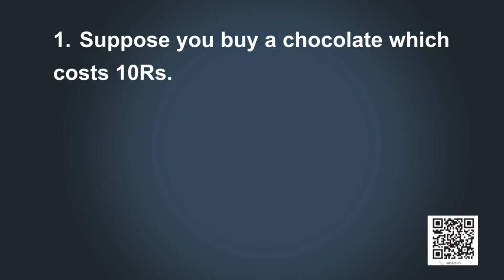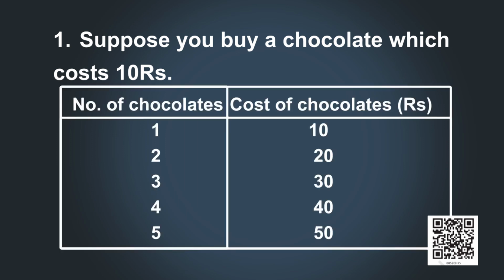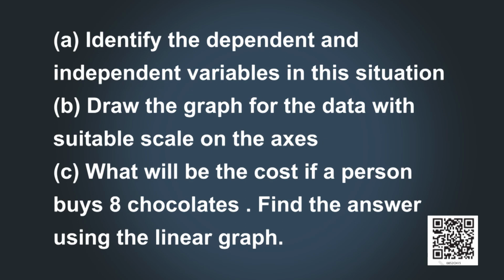Suppose you buy a chocolate which costs 10 rupees. For 1 chocolate it is 10 rupees. For 2 chocolates it is 20 rupees. For 3 chocolates it is 30 rupees. For 4 chocolates it is 40 rupees. For 5 chocolates it is 50 rupees. Identify the dependent and independent variables in this situation. Draw the graph for the data with suitable scales on the axis. What will be the cost if a person buys 8 chocolates? Find the answer using the linear graph.